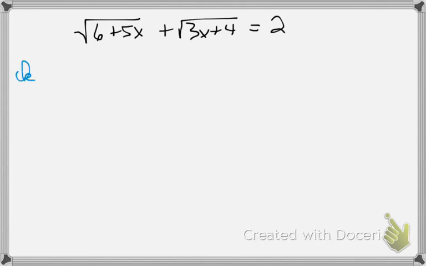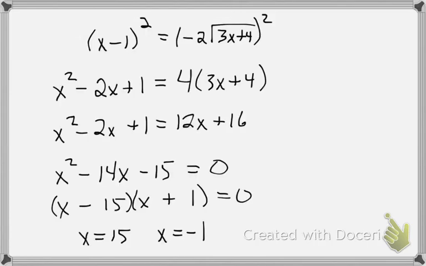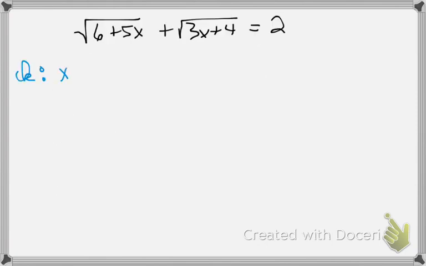So we go back to our original equation, square root of 6 plus 5x plus square root of 3x plus 4 equals 2. And who do you want to check first? Negative 1. So you guys prefer smaller over negative, right? So you're small negative people. Burn. Okay.